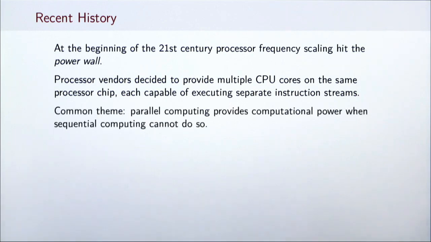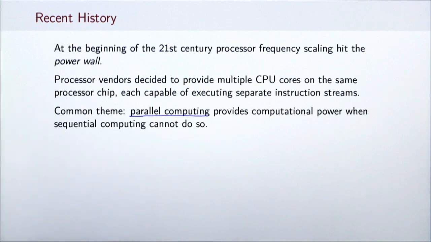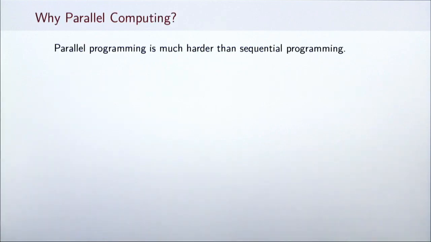It is interesting to note that these three stories share a common theme. Whether the need for faster computation arose from the sluggishness of a mechanical computer, limitations of the available technology, or the physical boundaries imposed by the power wall, additional computing power was provided through parallelization. This brings us to the next big question. Why do we need parallel computing?